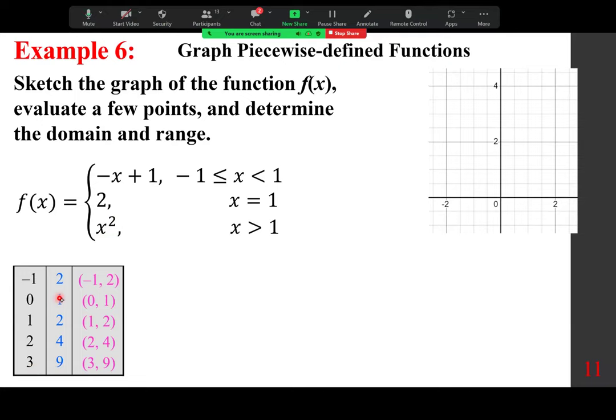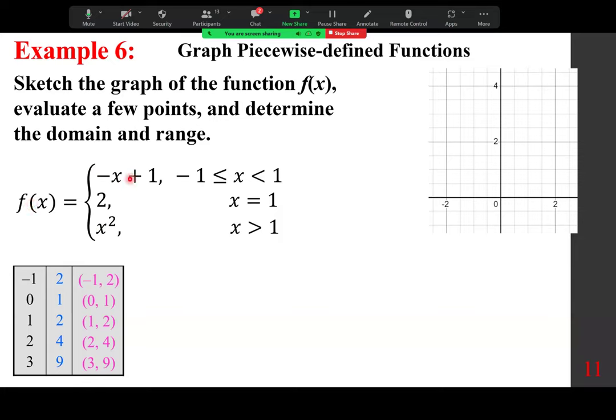Just for the sake of argument, if you pick a number less than negative 1, let's say negative 2, it's not defined there. So what is the value for negative 2? It's not given because this goes from negative 1 to 1, and beyond negative 1 on the left, we don't have any piece. So we have three pieces, and we don't have anything that defines it. But in any event, let's see how we graph.